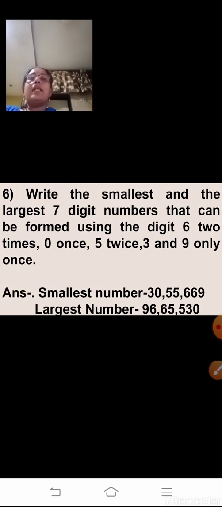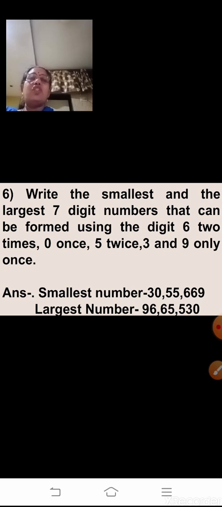Write the smallest and the largest 7-digit numbers that can be formed using the digit 6 two times, 0 once, 5 twice, 3 and 9 only once. Now forming the smallest and the largest numbers you have already learned, that is, juggling of numbers. Now how to form the largest number? You all know, for the smallest number you will go from small number to big number, and for the largest number you will go from big number to small number.